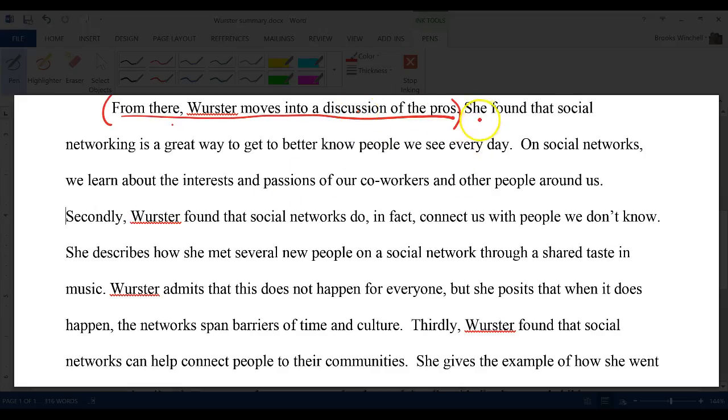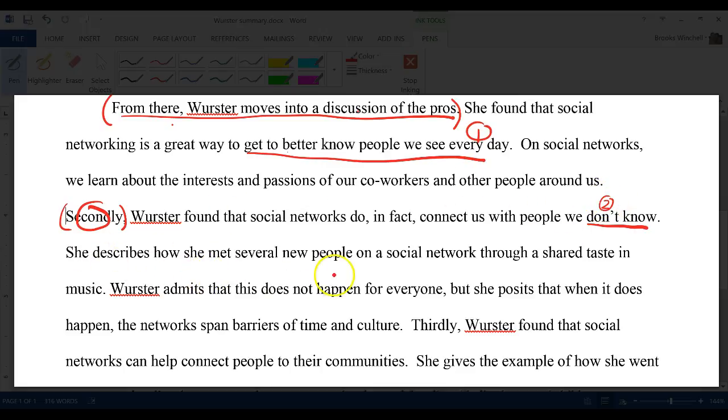So the writer says, she found that social networking is a great way to get to better know people we see every day. That was her first point, get to better know people we see every day. On social networks, we learn about interests and passions of our coworkers and other people around us. Secondly, and here she does use some transitions to tell us that she's moving into some of the other points. Secondly, Worster found that social networks do in fact connect us with people we don't know. Remember, that was her second point. So our first point was we get to know people we see every day better. Also, Worster says they connect us with people we don't know.